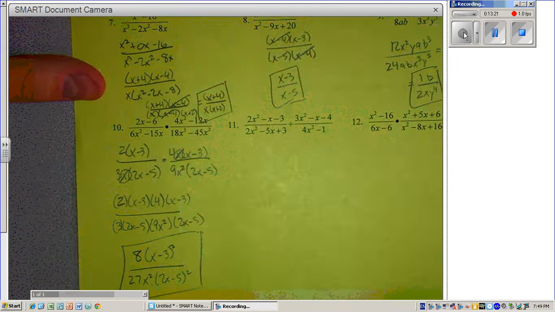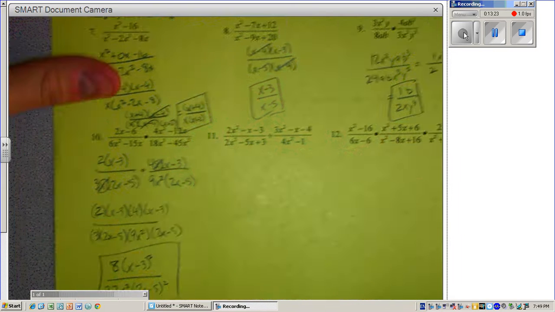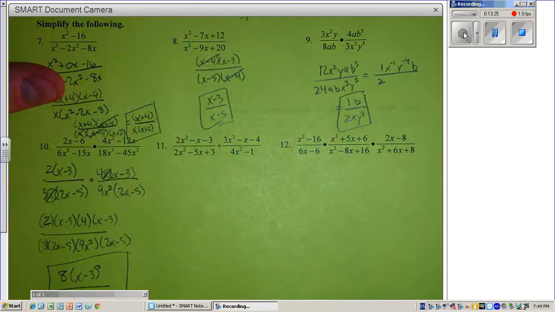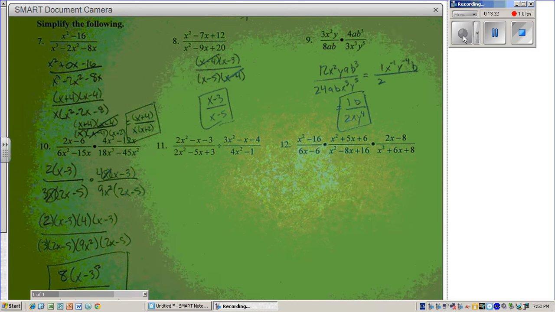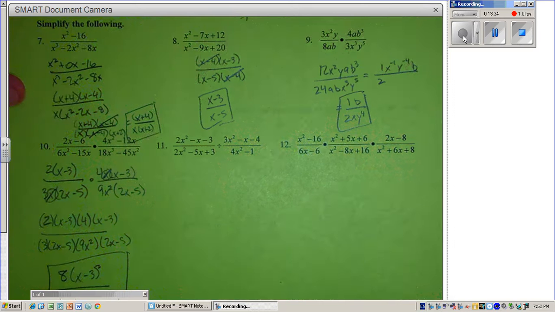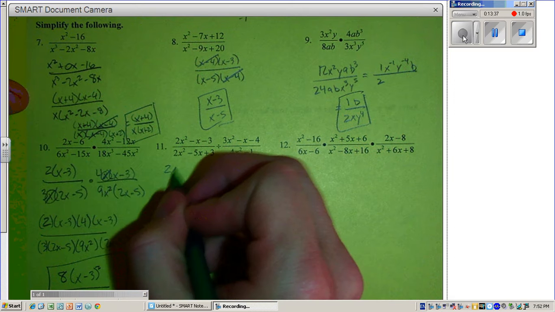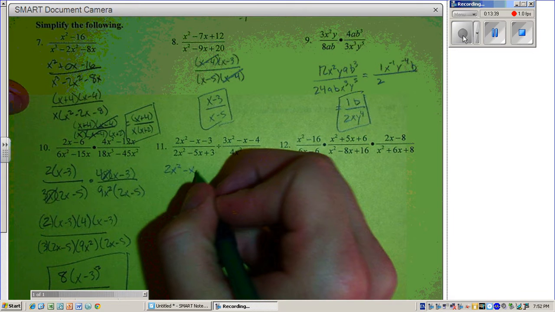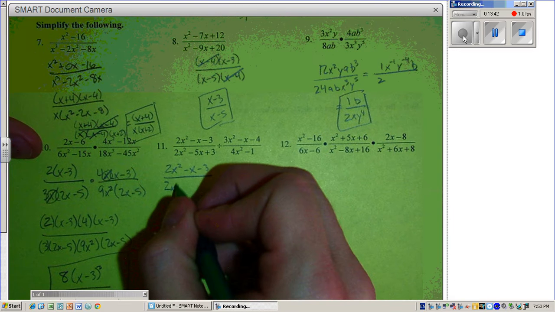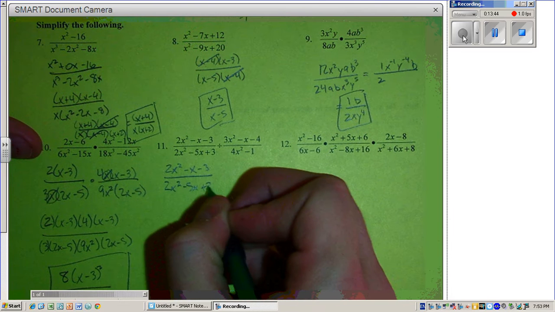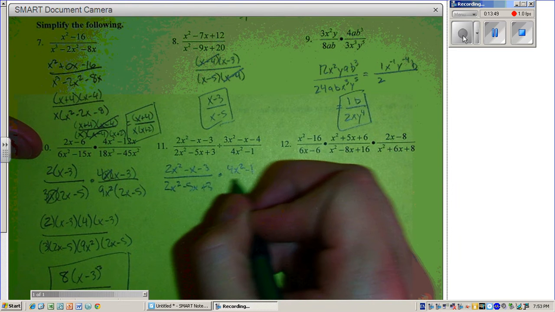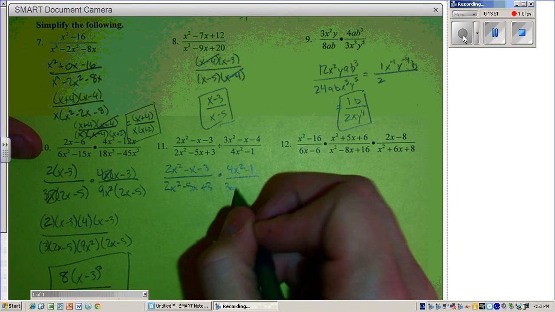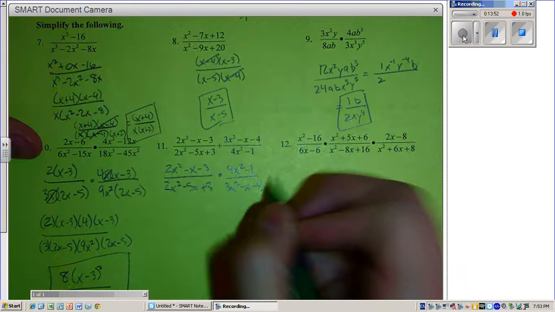Okay? Now number 11. Number 11, I'm going to use a little bit of side work. So now let's look at number 11. Well, you'll notice that we have division. So the first thing I'm going to do is flip my second term. So I have 2x squared minus x minus 3. I'm going to keep the first one exactly the same, but I'm going to flip the second term and take that reciprocal. So I have 5x squared minus 1 in the numerator, and 3x squared minus x minus 4 in the denominator.